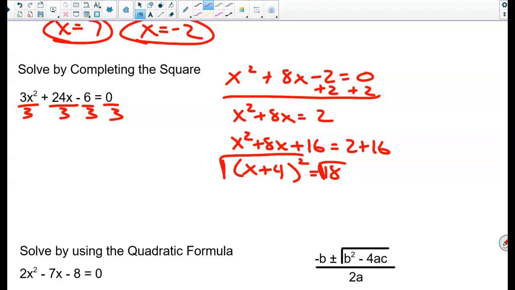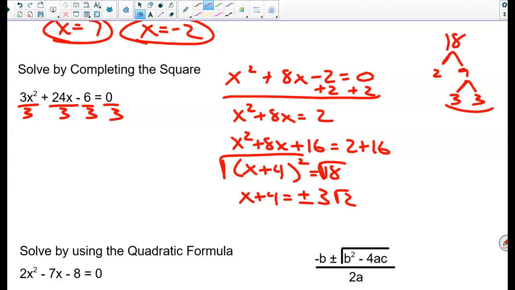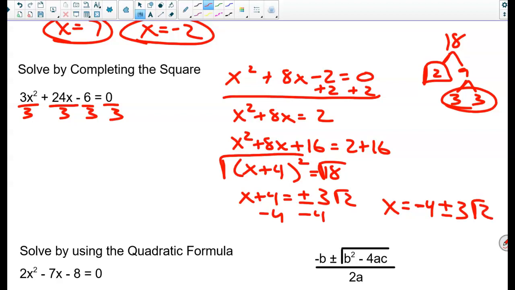Square root of both sides. X plus 4 equals plus or minus. I'm going to simplify that radical. It's 3 root 2. If you simplify radicals, it's simply a prime factorization. 2 goes in 18 9 times. 3 goes in 3 times. The pair goes on the outside. The prime number goes on the inside. And then we finish by subtracting 4 on both sides. So x equals negative 4 plus or minus 3 root 2.